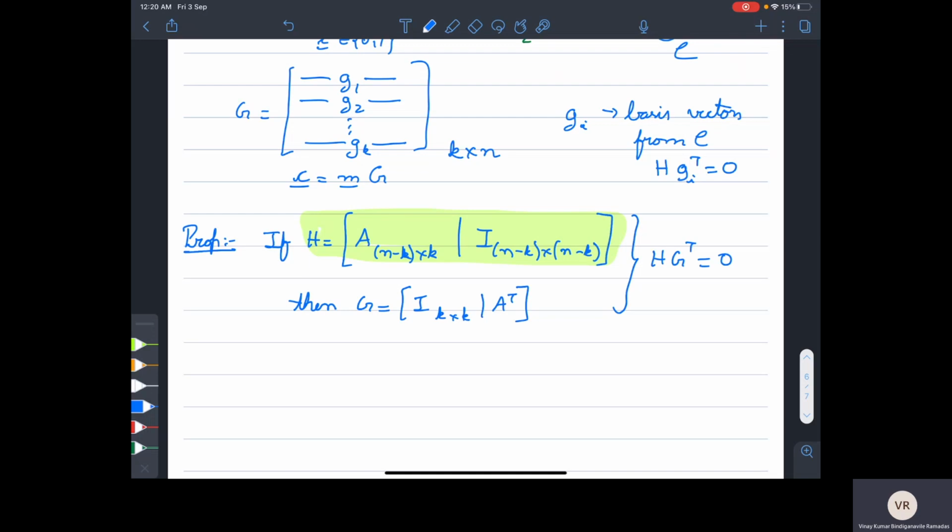Okay, so the generator matrix is basically obtained by stacking code words which are linearly independent, so k code words which are linearly independent, in the form of a matrix.